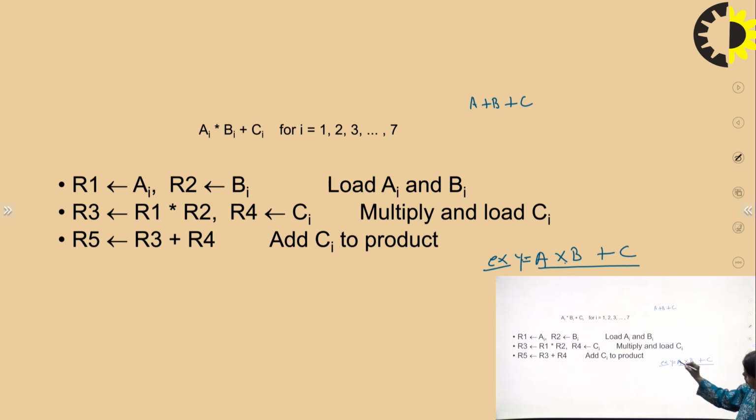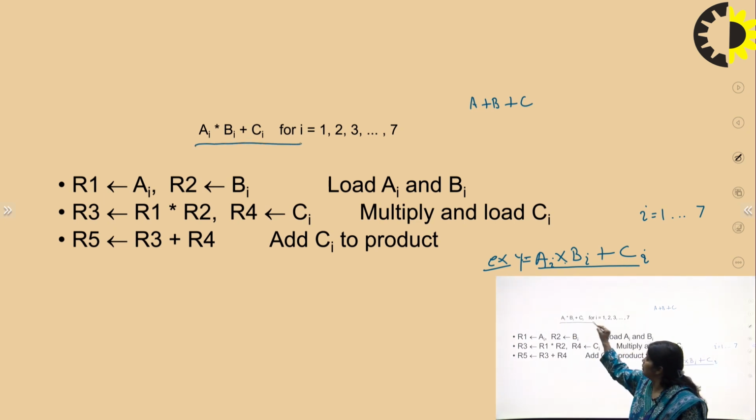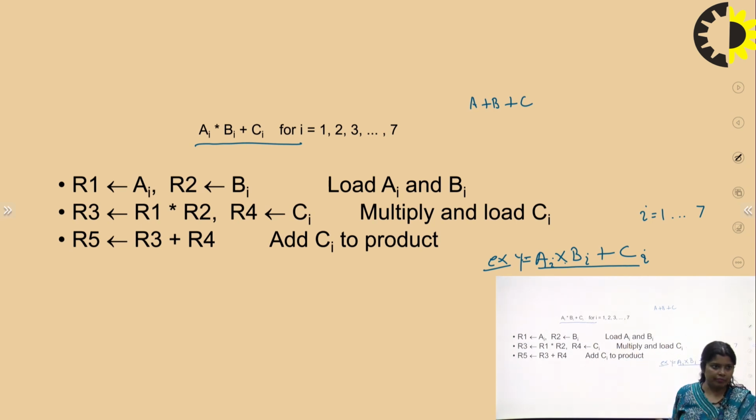So how are we going to execute this? We can write it as AI, BI and CI, where I starts from 1 to 7. Every time the instruction is executed with A1, B1 and C1, then A2, B2 and C2, then A3, B3, and so on till 7. It is written as AI into BI plus CI, where I equals 1 to 7.